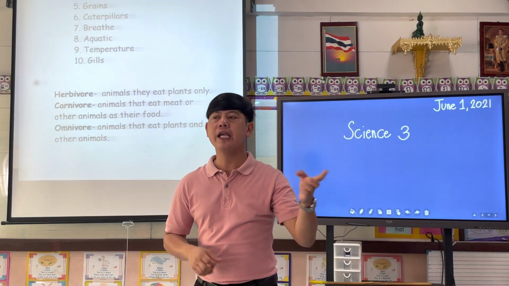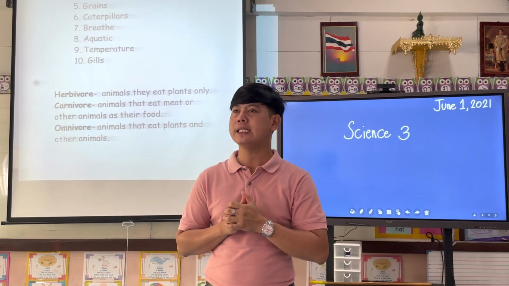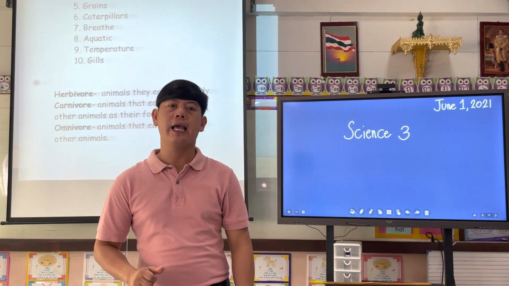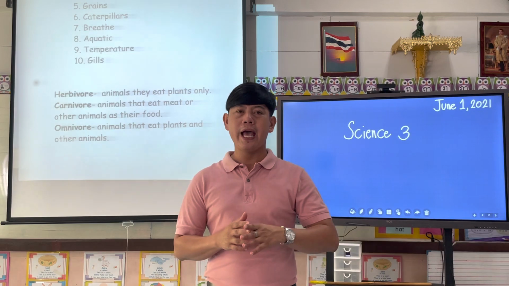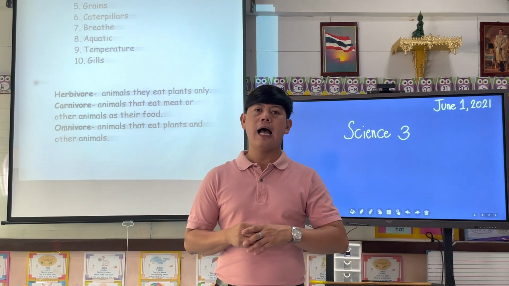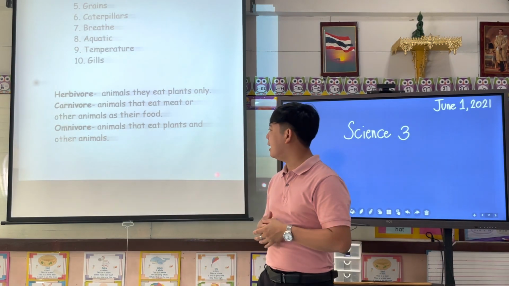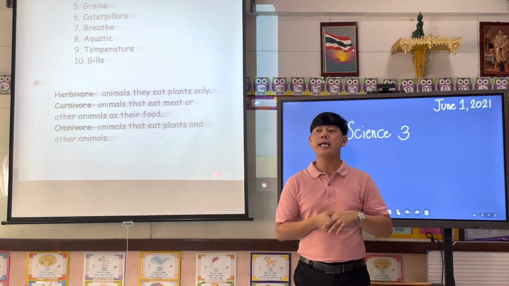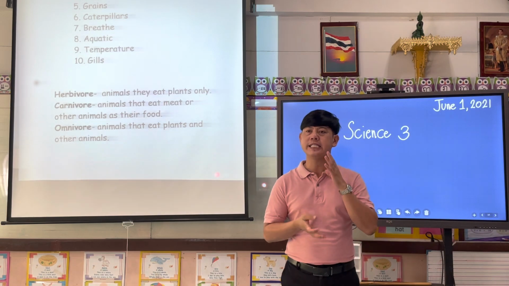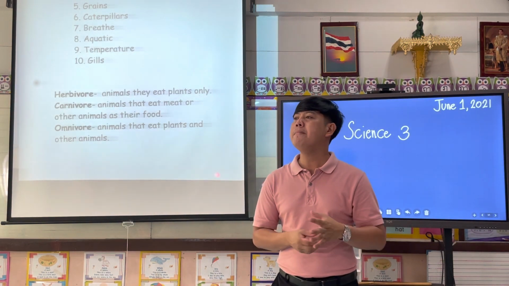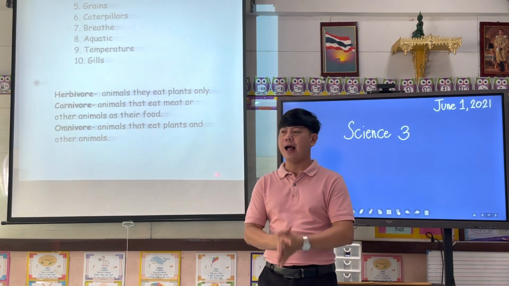Example, a lion. What else? Tiger. What else? Crocodile. These animals we call carnivores. It means they only eat meat and other animals.